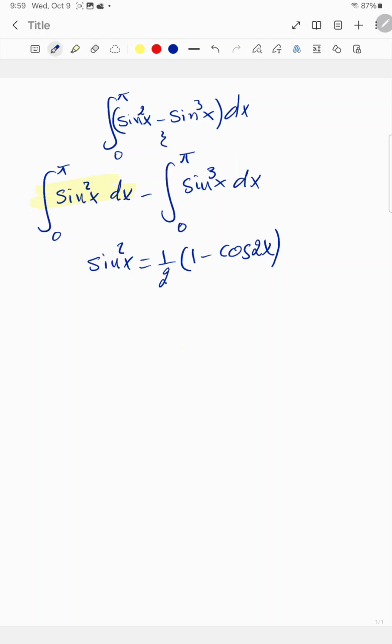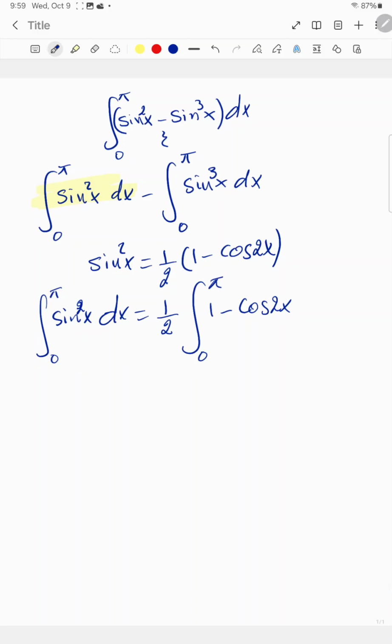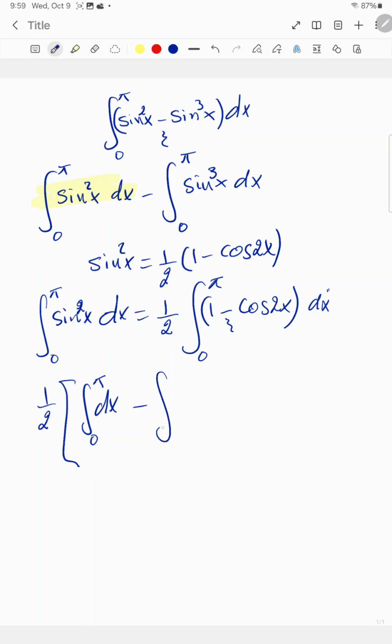Okay, so my integral between 0 and pi of sine squared of x dx is equal to, I can put the 1/2 outside, the integral between 0 and pi of 1 minus cosine of 2x. That becomes very easy to solve. And because of this minus, I can split it into two integrals. So I will put the 1/2 and open big parentheses, the integral between 0 and pi of dx minus the integral of cosine of 2x dx between 0 and pi.